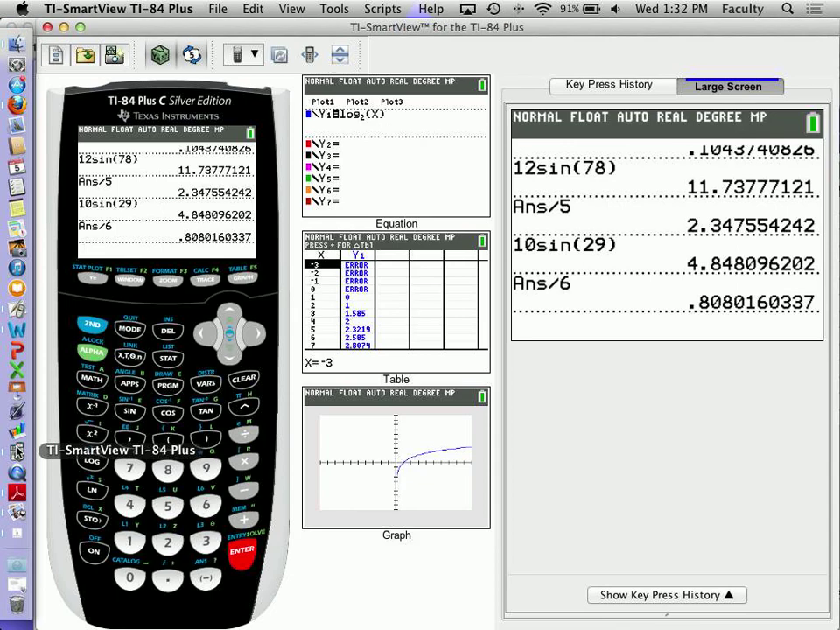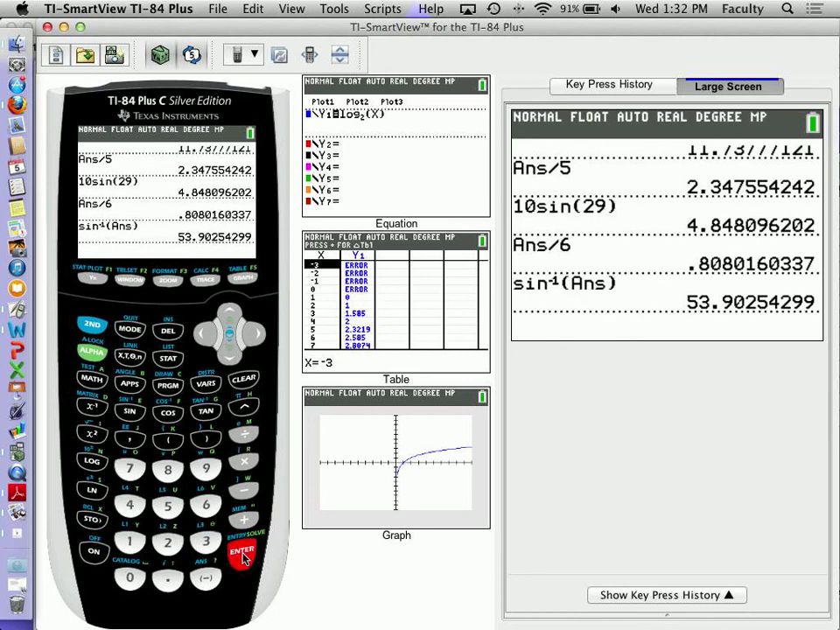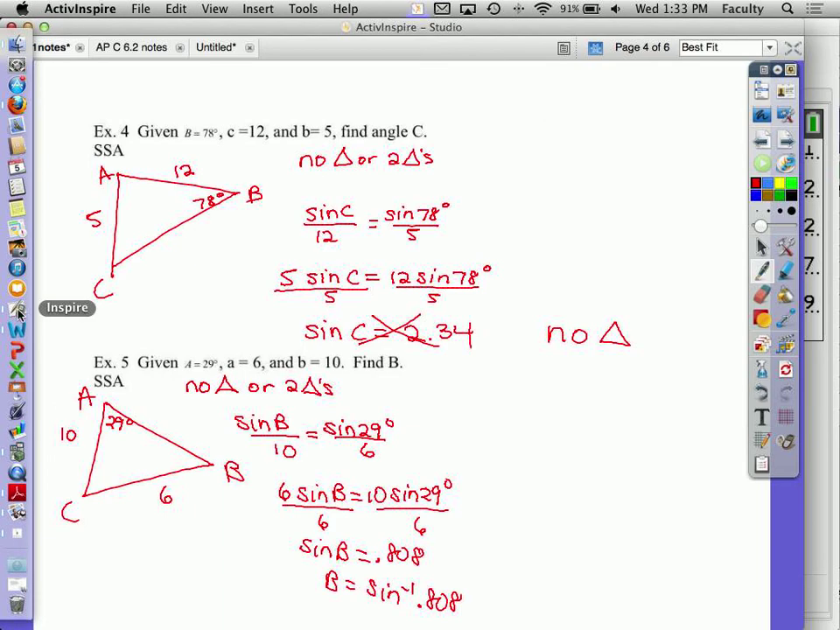Now you guys, do not round here in the body of your work. You can do second sine, second answer. Do you remember that? Leave that long decimal there, because if you round in the middle and round again, you get further and further off. So 53.9, let's make that 54 degrees.